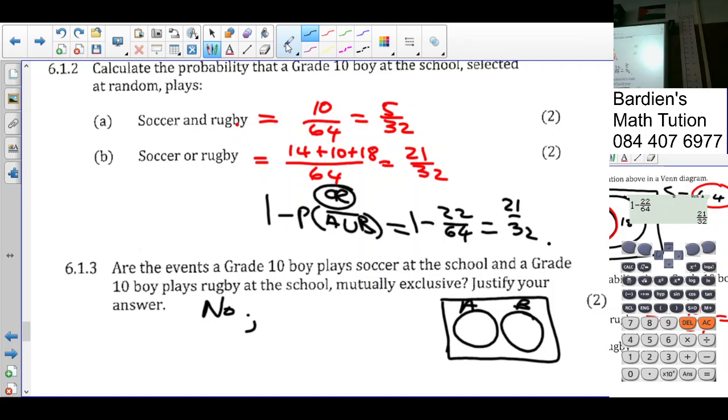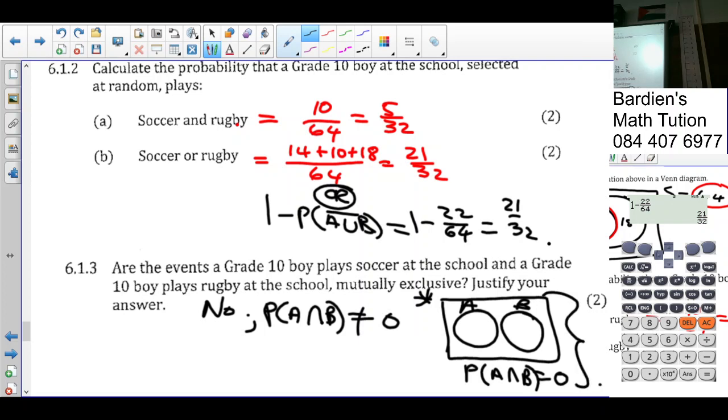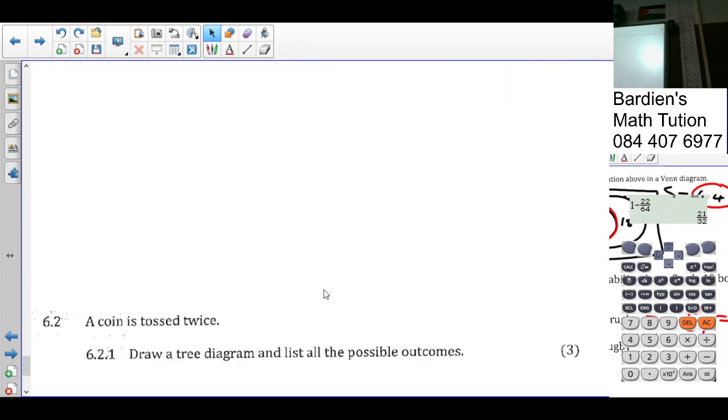Justify your answer, we would say that the probability of A intersection B is not equal to 0. When it is equal to 0, as in this diagram there, okay, there's no intersection, so the probability of A intersection B is equal to 0 in this case. So therefore this is mutually exclusive. However, this set here is not mutually exclusive because there are elements that belong to set A and B, or there's an overlap in the Venn diagram. Okay, I hope you understand that concept there.